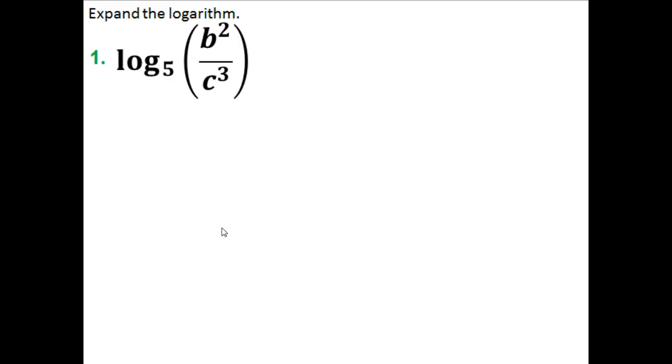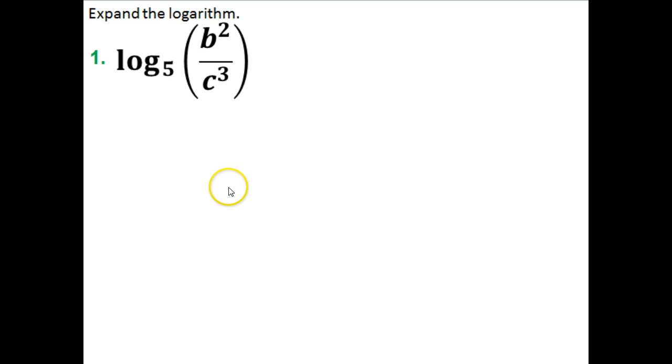This one we're asked to expand this logarithm. Okay, and there's a couple different steps that we need to deal with here, and we can take them one at a time. The first step here is that I have something on top and divided by something else. Okay, and this is going to be a log base 5. When we expand it, it will also remain a log base 5 as well.